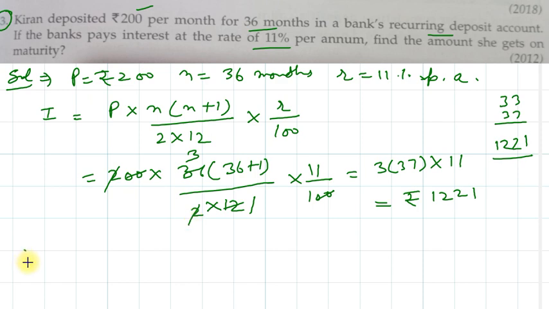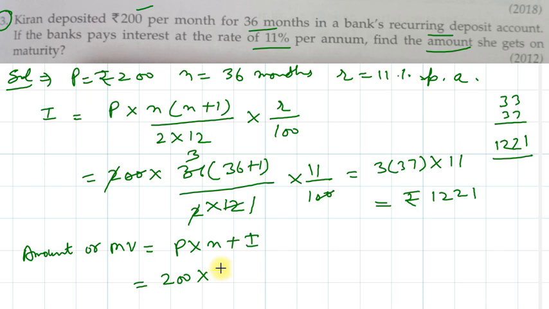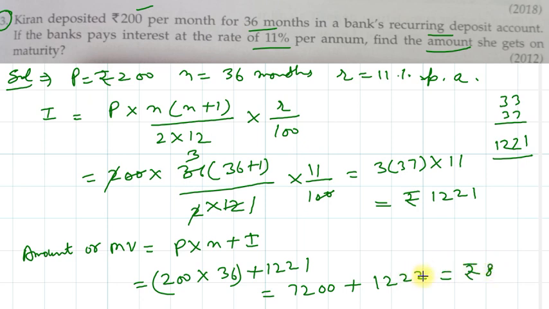So maturity value, the amount she gets, amount or maturity value, is P into N plus I. P is 200 into N is 36, so 7200 plus 1221, that is rupees 8421 would be our answer, right? Let us move on to the next question.